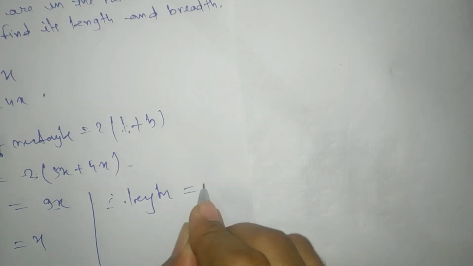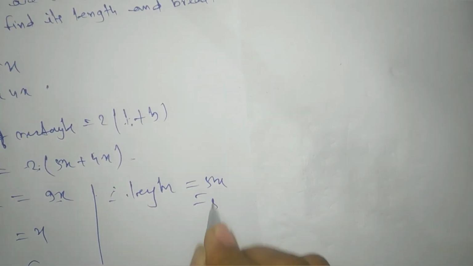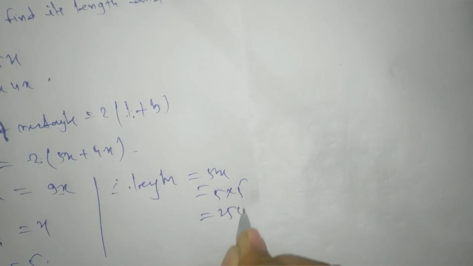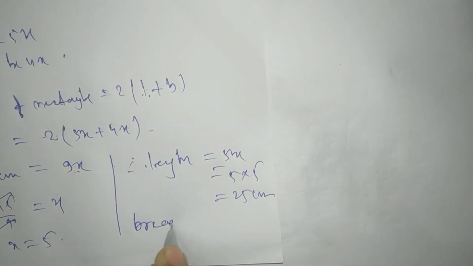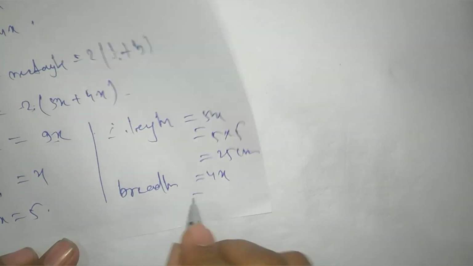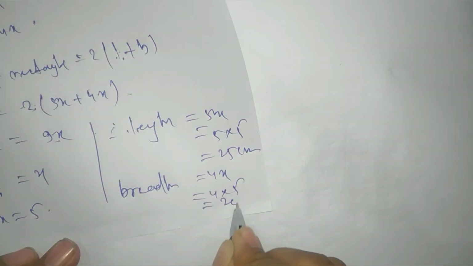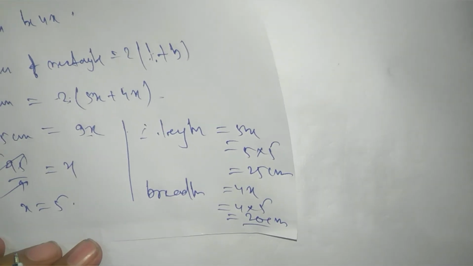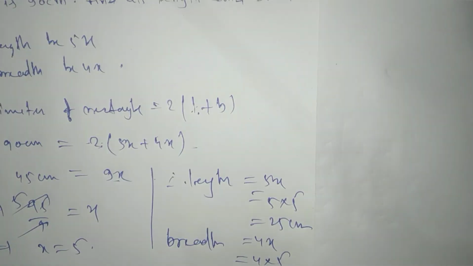Therefore length equals 5x, so 5 into 5 gives 25 centimeters, and the breadth equals 4x, that means 4 into 5, which gives 20 centimeters. This is our answer. I hope you understood. Thank you.